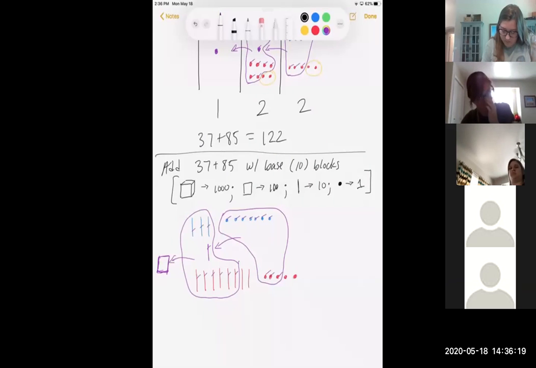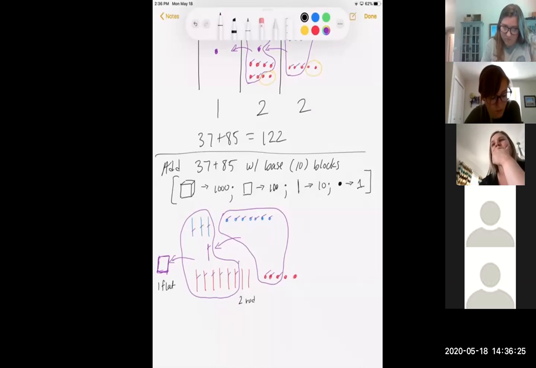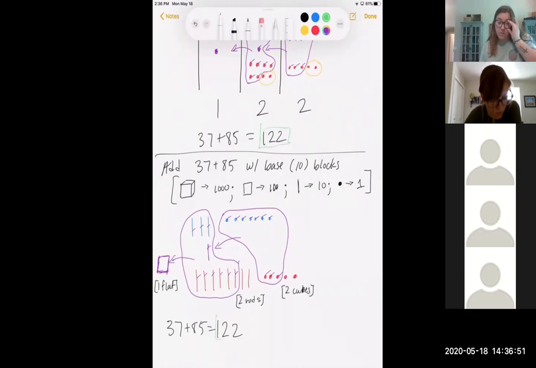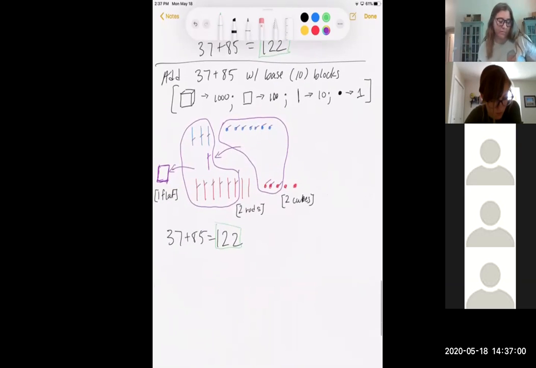And as you can see, next to my flat, 2 rods and 2 little cubes are left. And when we do that, we get to put 122, because that's how I'm assigning each of the values. So I can now put my answer down based off of my picture of my manipulatives. They have this expanded format that kind of goes along with the manipulatives of the base blocks.